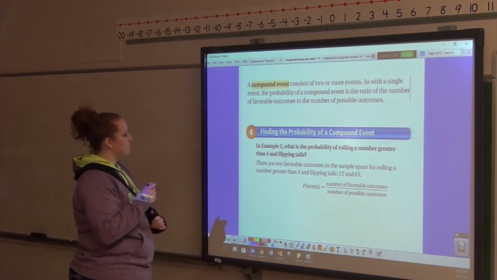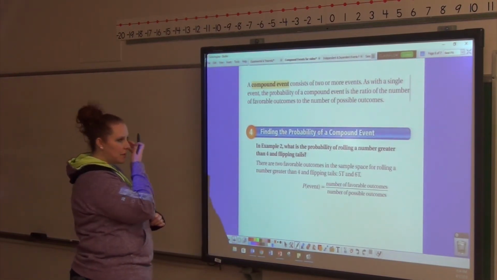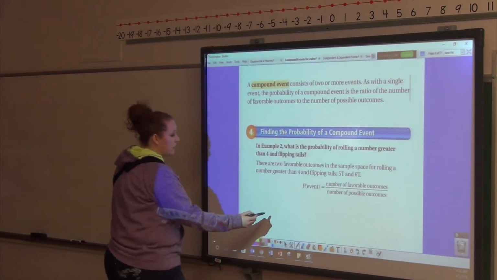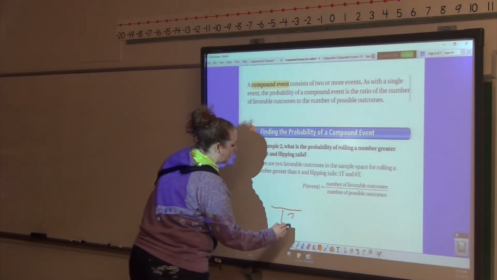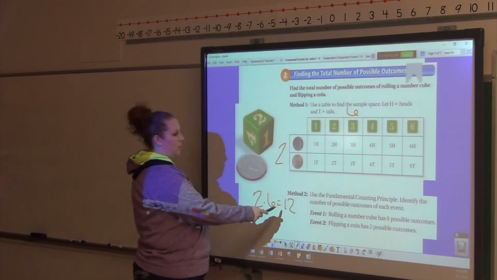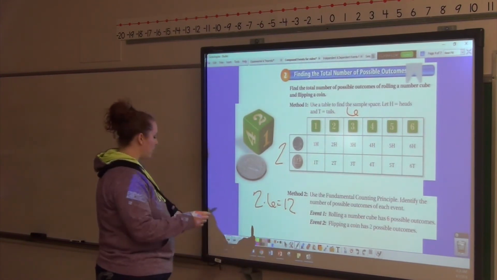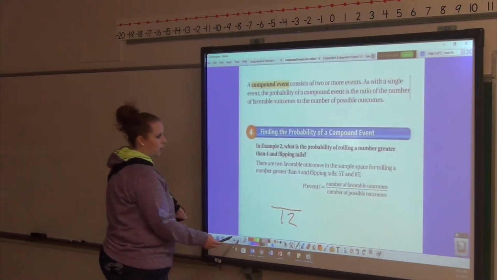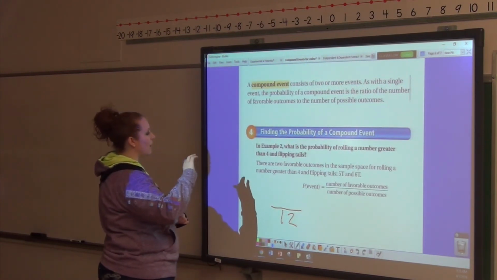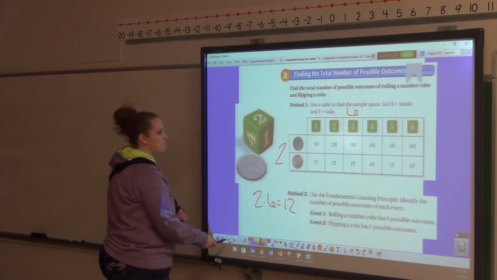So let's try this one here. In example 2, what is the probability of rolling a number greater than 4 and flipping tails? So our total number of outcomes was, if I remember right, 12. Let's go back and check. Yes, 12 possible outcomes. And then we wanted the outcomes that were greater than 4 and flipping tails.